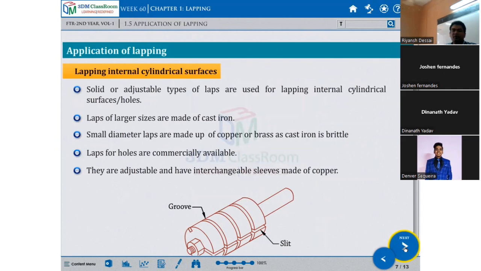Now, application of lapping. We have already covered this, but actually we were supposed to start a new topic only.